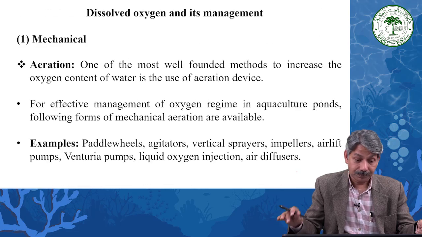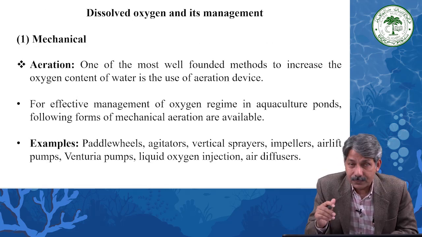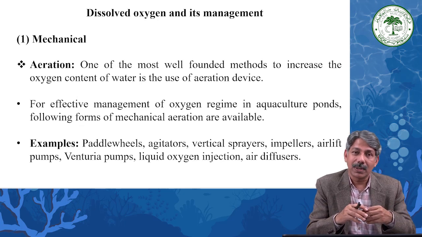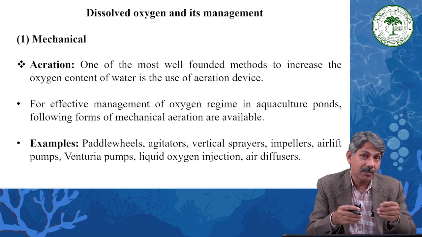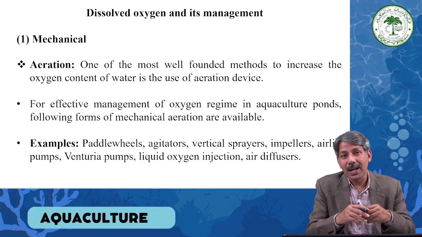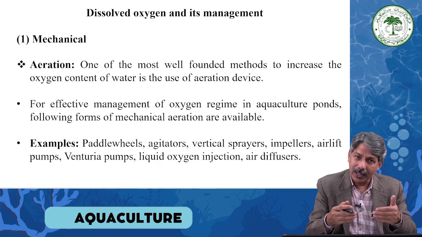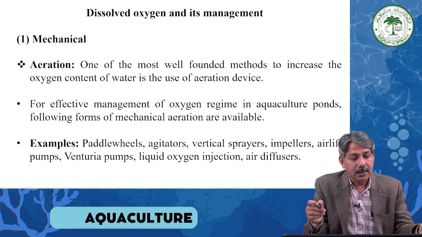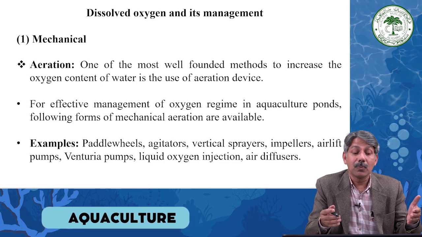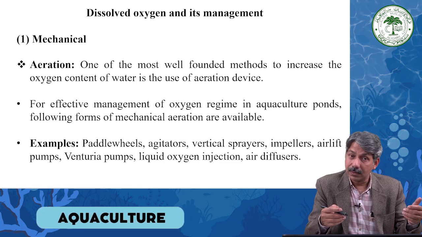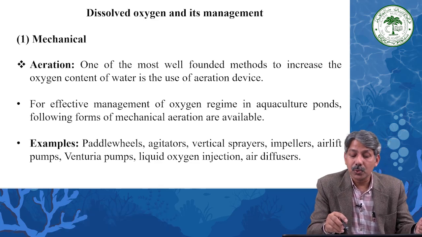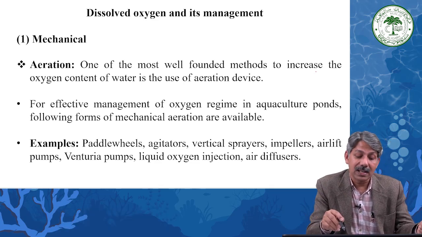Now, we have already studied what the different water quality parameters are, and in what range they are needed in aquaculture practices in fresh water as well as in marine environment. Now, what should be done in order to manage these parameters, we can very quickly go through. Take dissolved oxygen and its management: what can we do for dissolved oxygen fluctuations and how can we manage that? Mechanical aeration: one of the most well-founded methods to increase the oxygen content of water is the use of aeration devices.